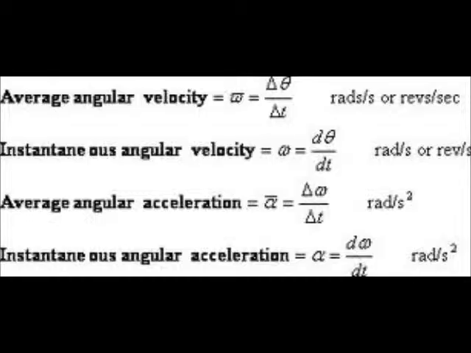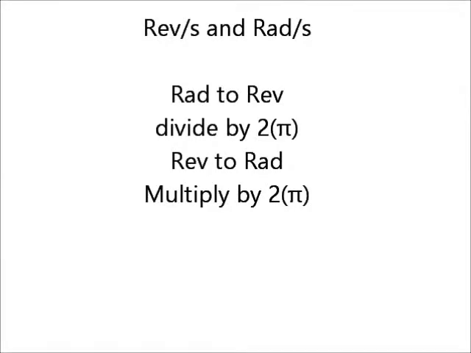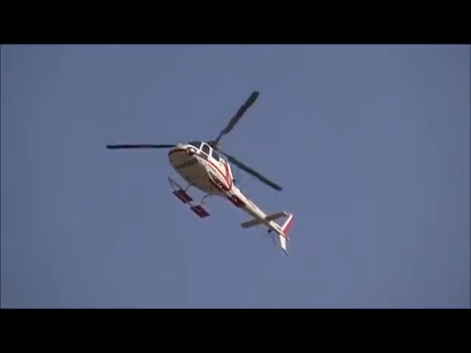Another very important thing to know is how to convert revolutions to radians and radians to revolutions. To convert radians to revolutions, divide by 2 pi, and to convert revolutions to radians, multiply by 2 pi. These equations would be useful if you want to find something like the angular displacement of a helicopter's rotor blades, or even the angular speed of a bike as you pedal.